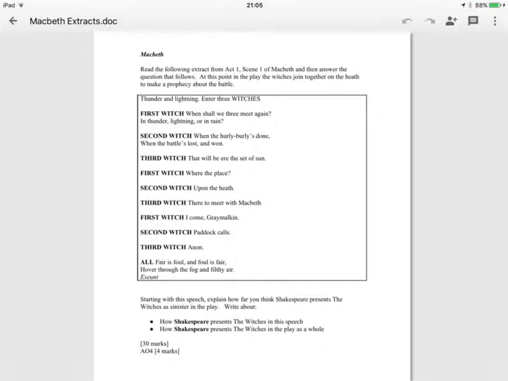Okay, Year 11, this is Miss Ross Smith, and I just want to talk you through a couple of extracts to help you get ready for your literature exams next week. So first of all, this is from the first part of the play. It's the type of extract you might get, something quite short.